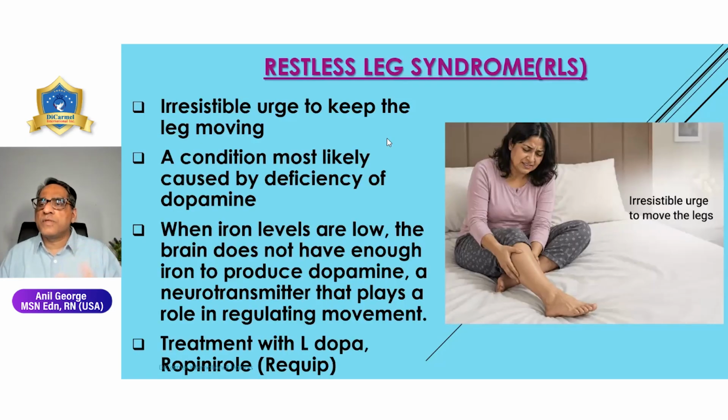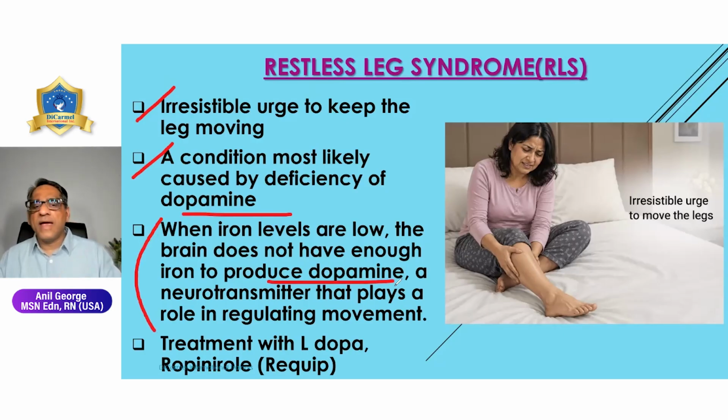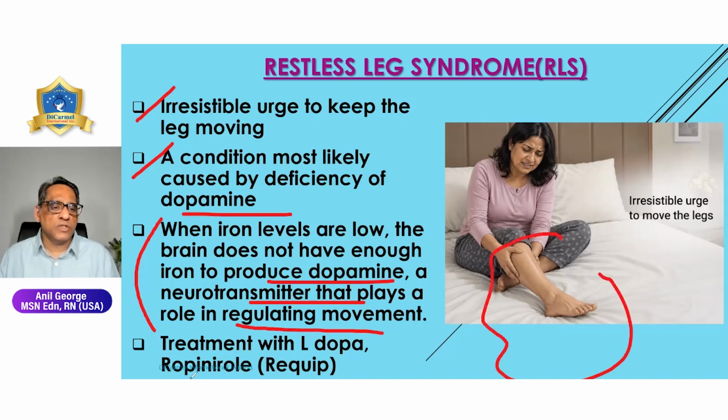But how does it happen with iron deficiency? Again, it's an irresistible urge to keep the legs moving, a condition most likely caused by deficiency of dopamine. And how does that happen? When iron level is low, the brain does not have enough iron to produce dopamine. So basically, dopamine production needs iron as well. Deficiency of iron can affect dopamine production, a neurotransmitter that plays a role in regulating body movement. So that's where they get restless legs syndrome.